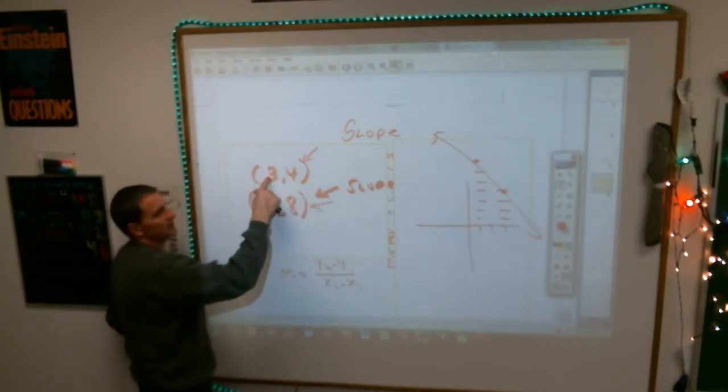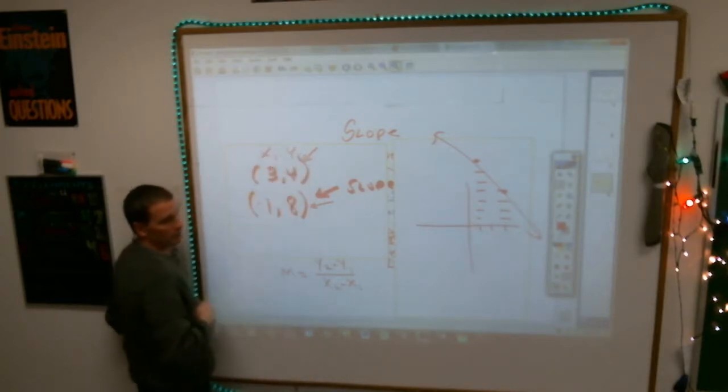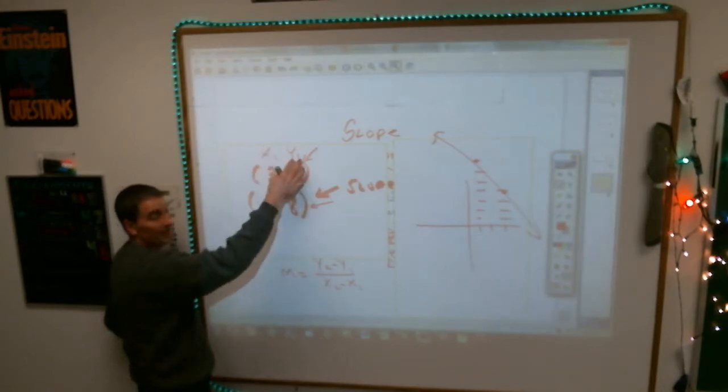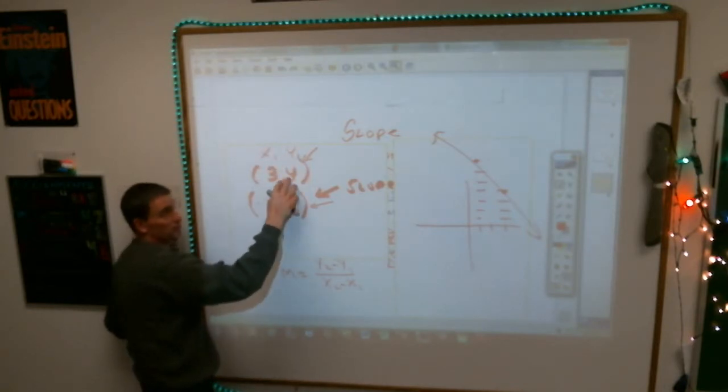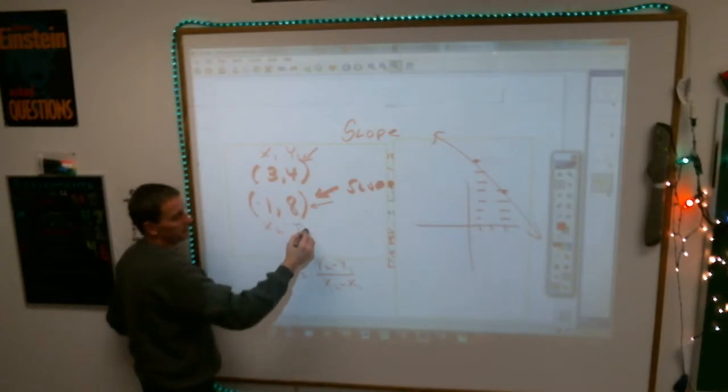See, this is an x value, right? I'm going to call this x sub 1. If this is x sub 1, then this has to be y sub 1. I can't call this x sub 1 and that y sub 2, because this is my 1's. This is going to be x sub 2 and this is going to be y sub 2.